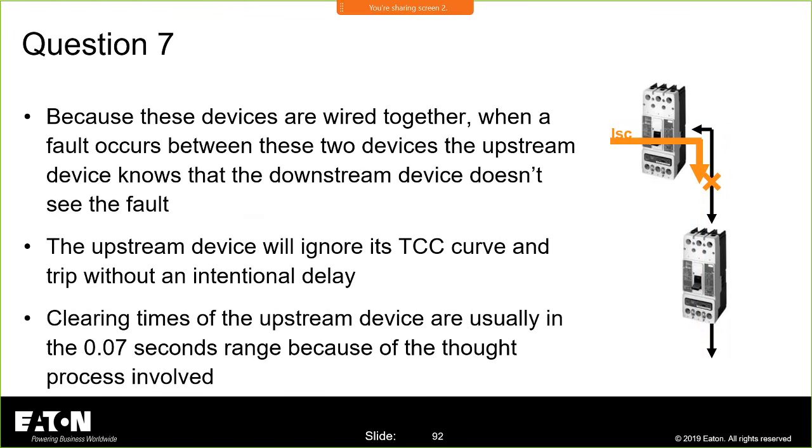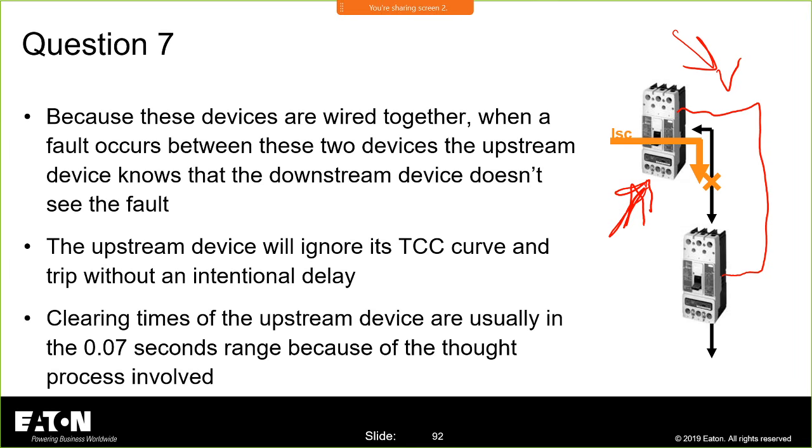Now, the value of zone selective interlocking is when a fault occurs in between. Because here's what happens. These two are wired together, remember, and there's a little voltage signal. When the upstream device sees that fault, this breaker is going to say, I see a voltage signal or I don't. If it doesn't see that voltage signal coming from the downstream device, it knows that the fault is in between those two devices, and what it will do is ignore the settings that you've programmed into the electronic trip unit, and it will trip without an intentional delay.